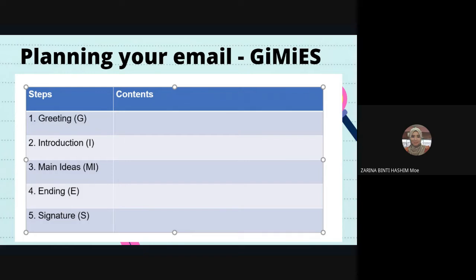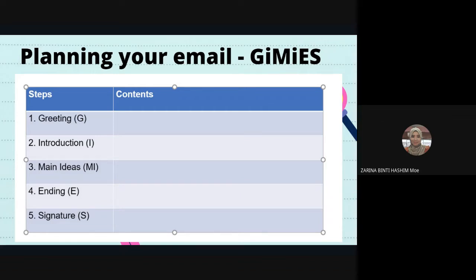After greetings, we will look at the letter I, small I there. Small I stands for introduction. So just now G is for greeting, and I is for introduction. So normally for introduction, what do we know?